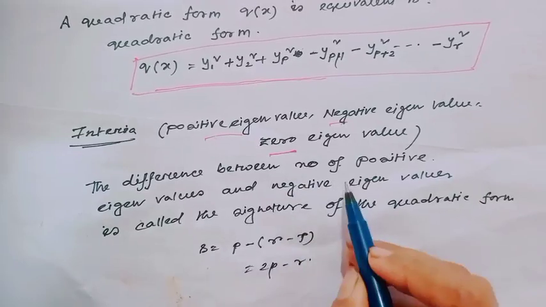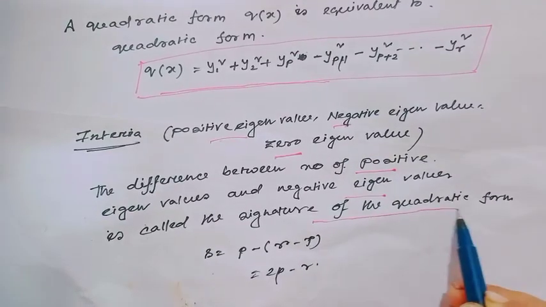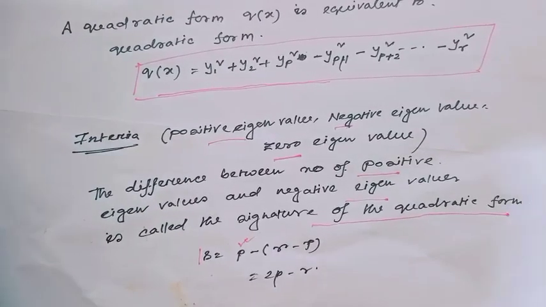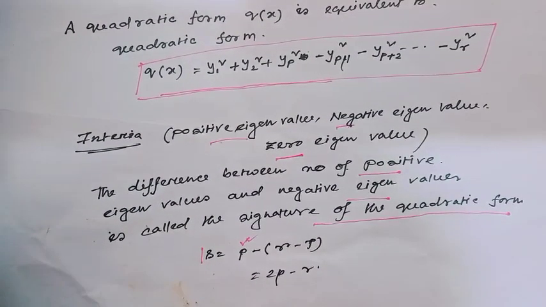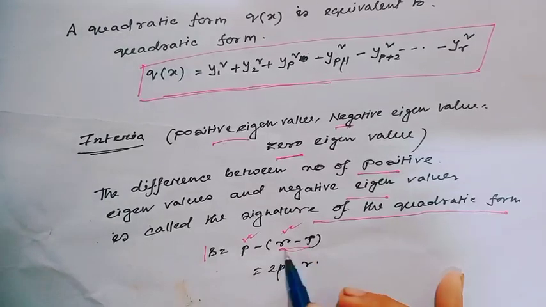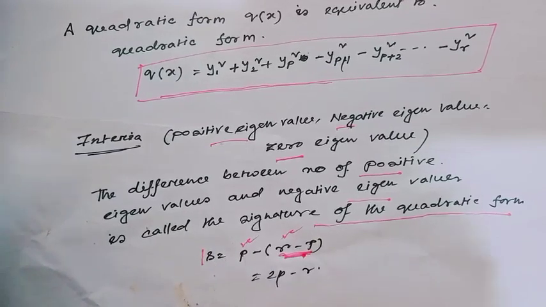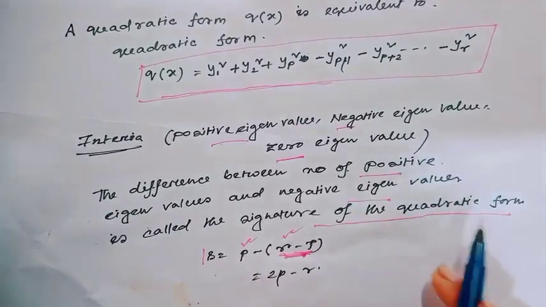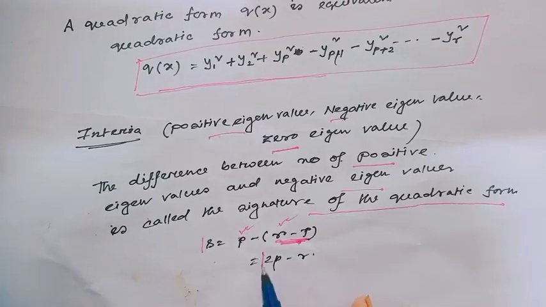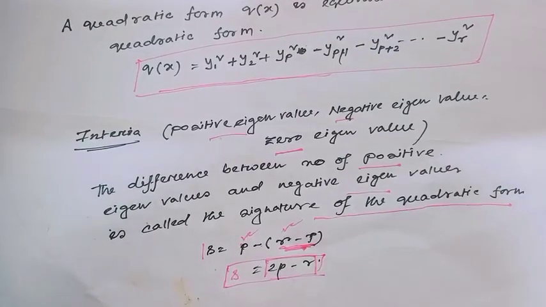And the difference between the number of positive eigenvalues and negative eigenvalues is called the signature of the quadratic form. And the notation is, if the number of positive eigenvalues is p, and r is the rank of the matrix, then r minus p would be the number of negative eigenvalues. Then signature means the difference between the number of positive and negative eigenvalues. Then this value would be p minus (r minus p), which is actually 2p minus r. That means signature is equal to 2p minus r.